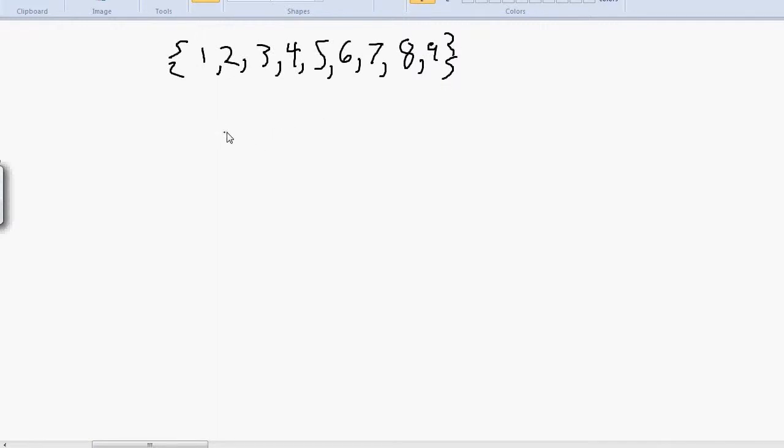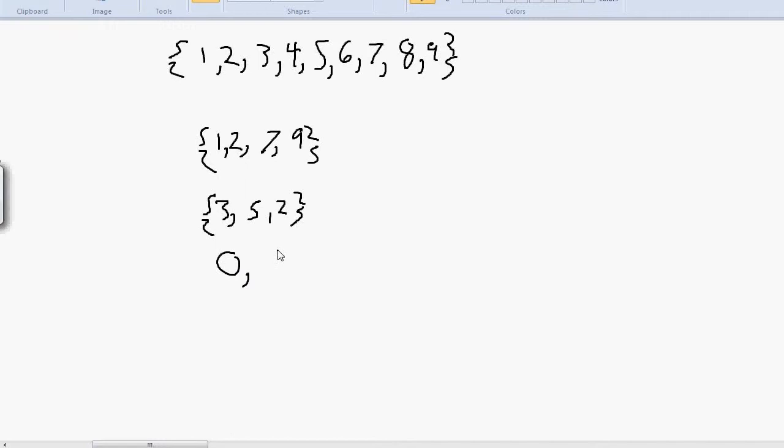Now, what are some subsets of this? Well, we could do 1, 2, 7, 9. That would be a subset. Alright, 1, 2, 7, 9 would be a subset. 3, 5, 2, I think you get the idea. These are all subsets because they include some of the elements that are in this larger set, but they don't have any elements that are not in the larger set.